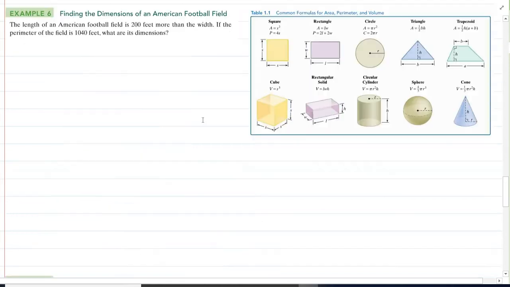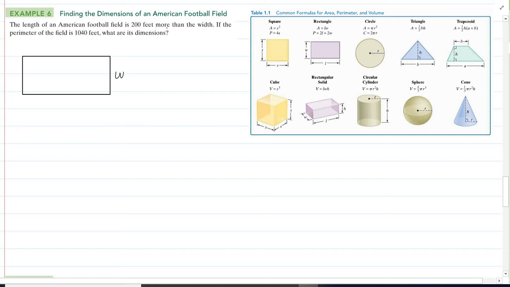Okay, example 6. Let's go ahead and draw a graph. So here we have a football field. The football field is 200 feet more than the width. Let's make this our width. I'm going to use W. And then our length is 200 feet more than the width.